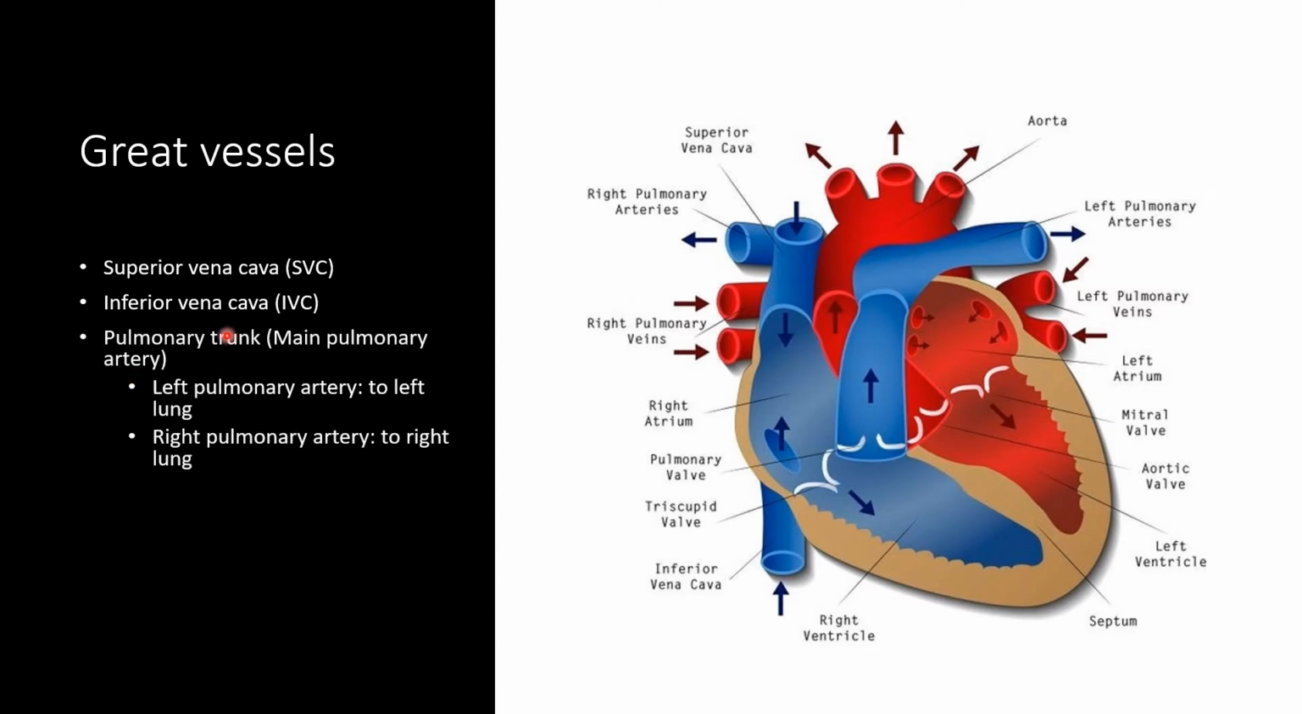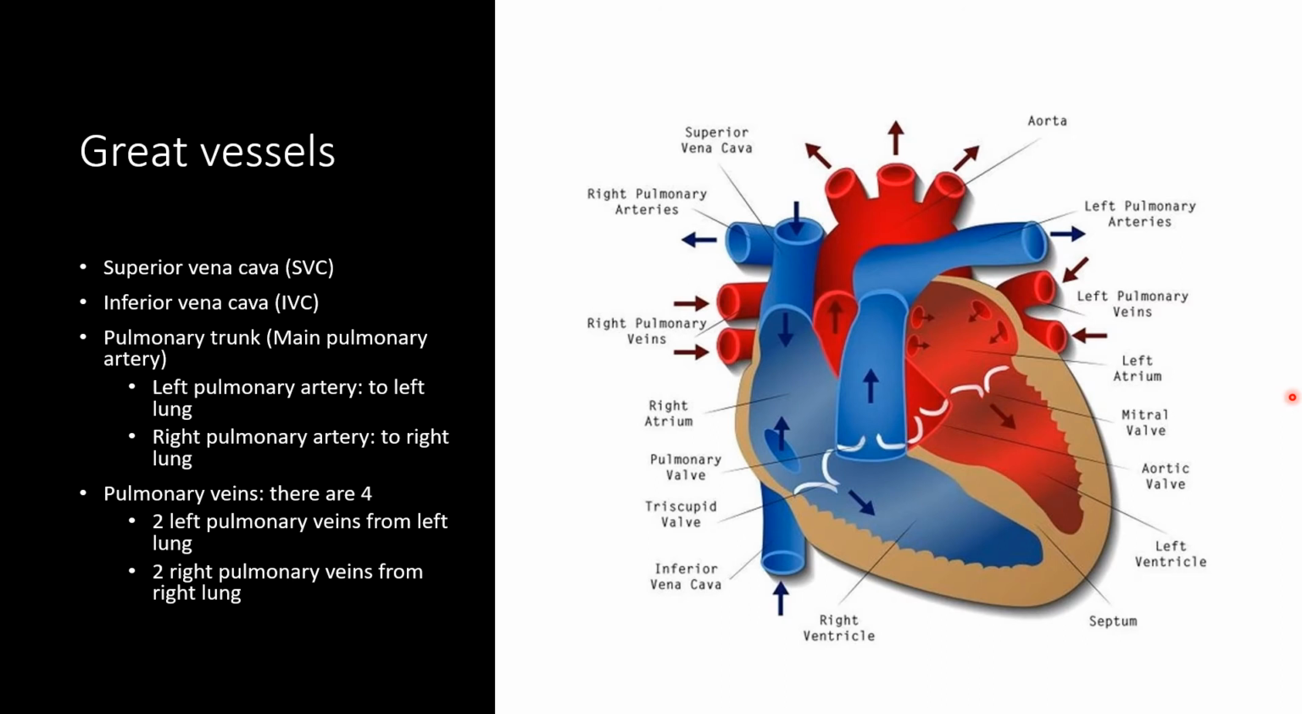You have your pulmonary trunk, also known as the main pulmonary artery. So this right here is the pulmonary trunk. It bifurcates into the left and right pulmonary arteries. The left goes to the left lung. The right pulmonary artery goes to the right lung. So deoxygenated blood is pumped through these two arteries into the lungs, and it gets oxygenated.